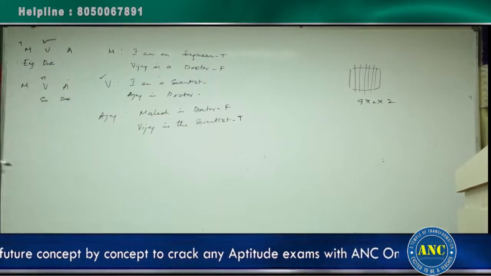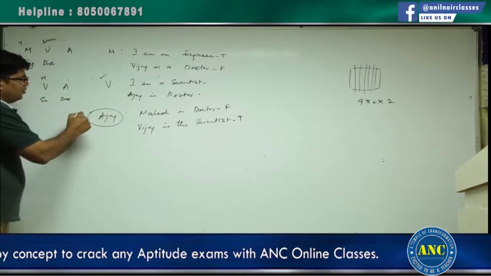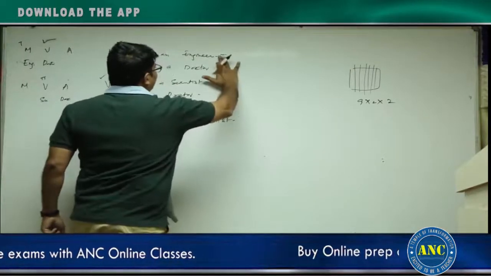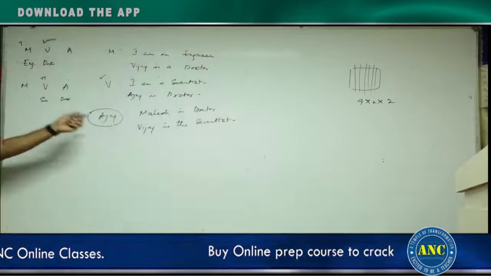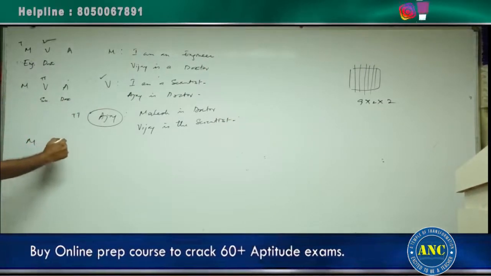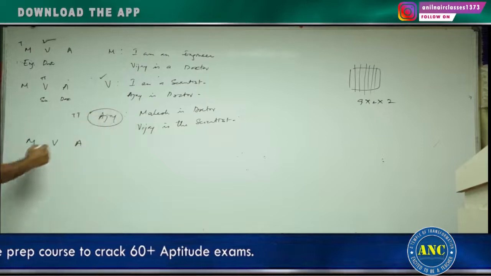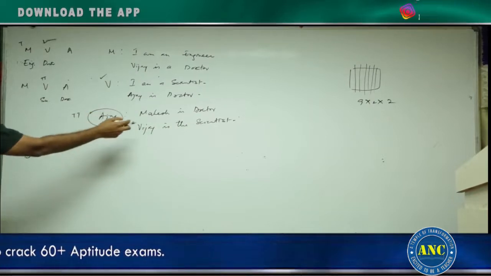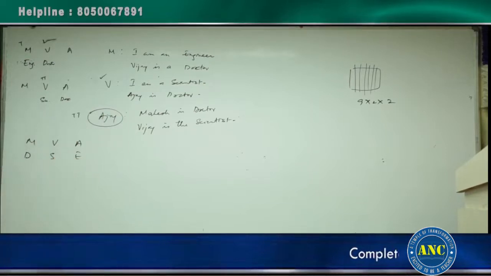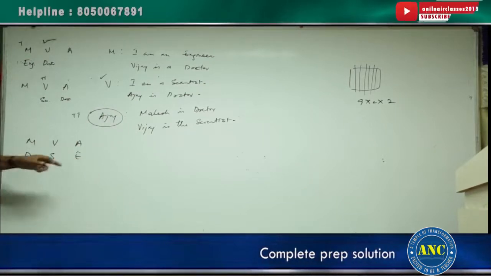Now we can go ahead and take Ajay as the true teller. You will get the answer; simply start cracking it. So Ajay is a true teller. Mahesh is a doctor, Vijay is a scientist, and Ajay will be the engineer. But if you want to cross-check, let's do that quickly.